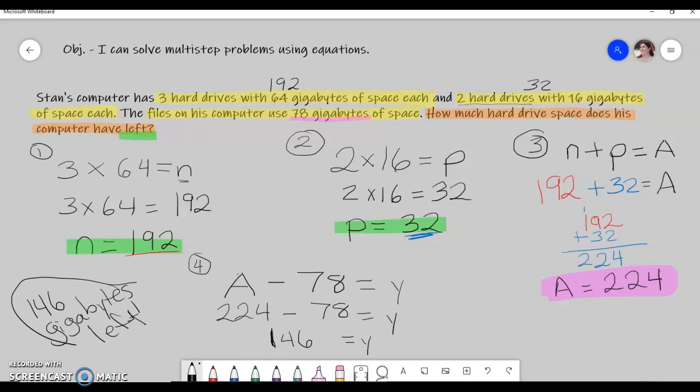Ooh, I accidentally erased. So guys, again, we know multi-step problems are hard, but they're not called multi-step problems because they're easy. They take time. You've got to take it slow and steady. So remember, always look for all your information, figure out what you're trying to solve, and take it one step at a time.